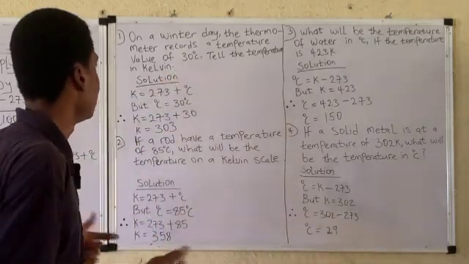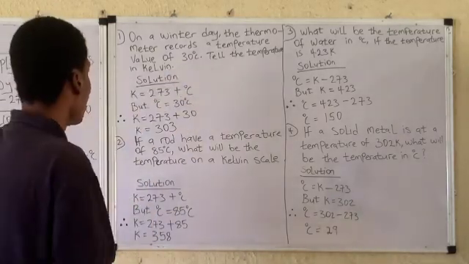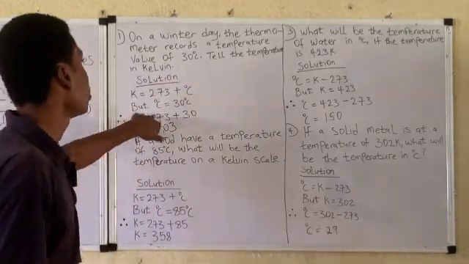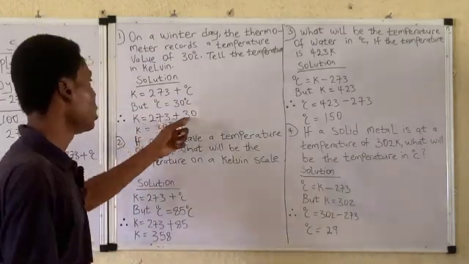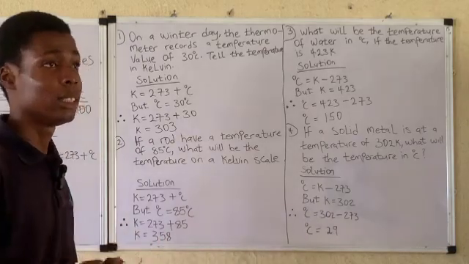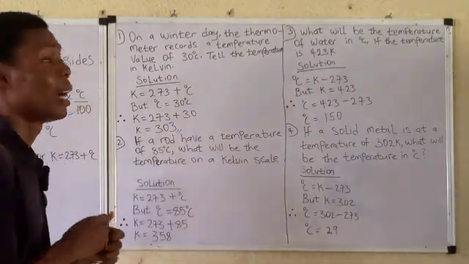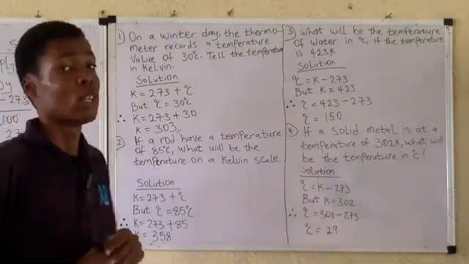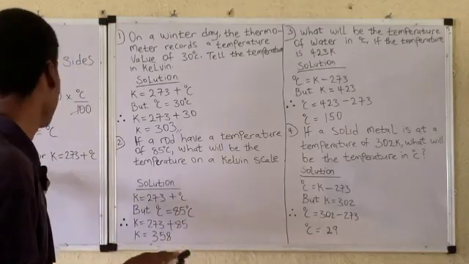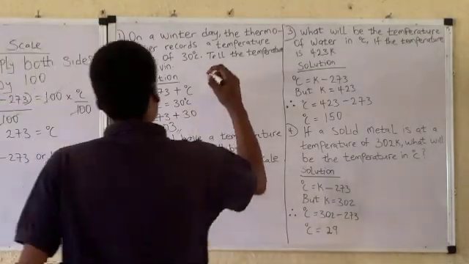What is our degrees Celsius? From the question, our degrees Celsius is 30. So Kelvin equals 273 plus 30, that is 303. So Kelvin equals 303. Now, we can also convert this Kelvin back to Celsius using the same formula: Celsius equal to Kelvin minus 273.